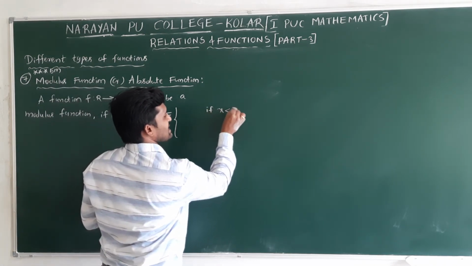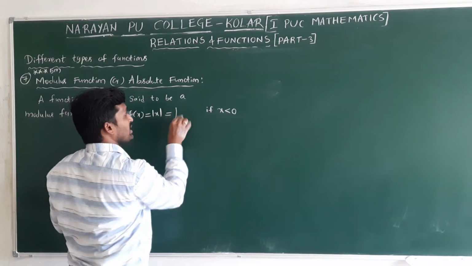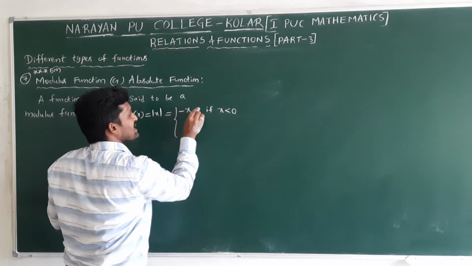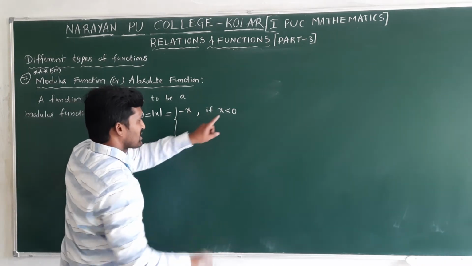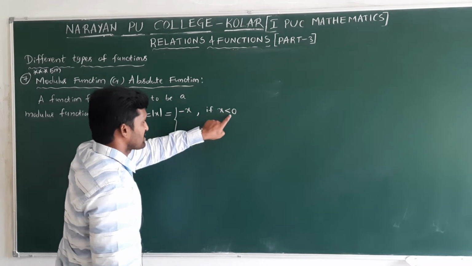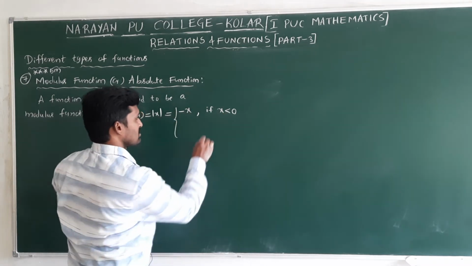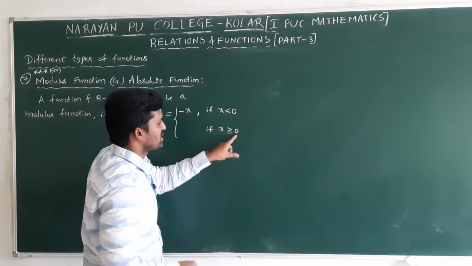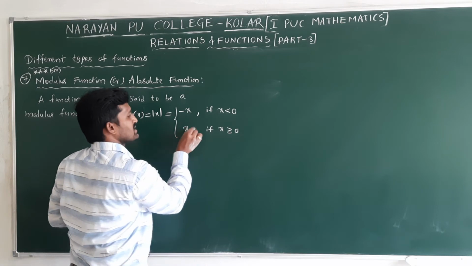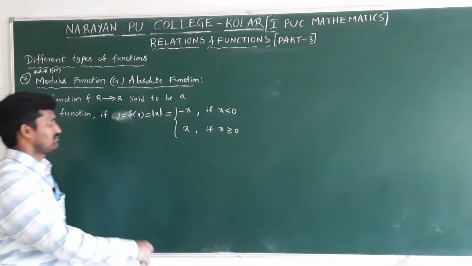If x is less than 0, means which numbers? Negative numbers. So when negative numbers, we need to get positive. So if you take minus x, minus of minus becomes plus. Actually, this is the nature. Left side of 0, negative, less than 0, mod x becomes minus x. And for x greater than or equal to 0, for 0 and positive values, mod x is x only. This is the nature of modulus function.